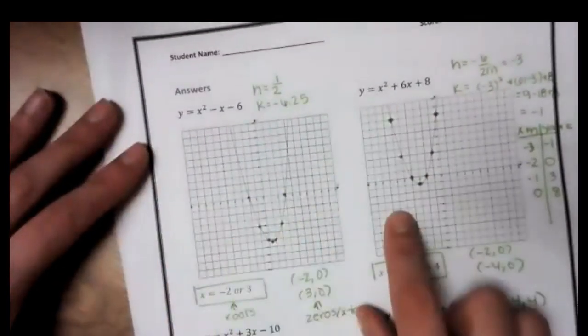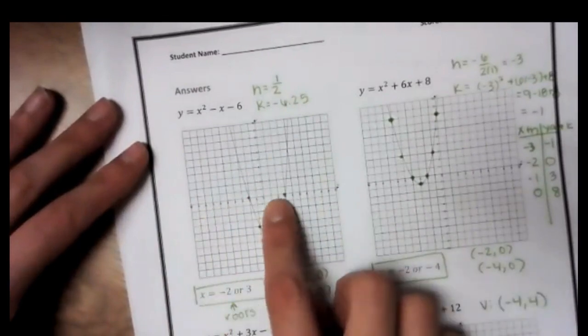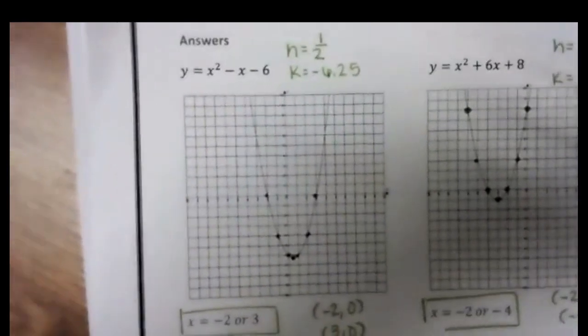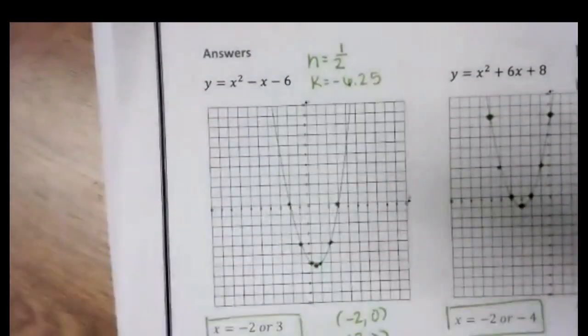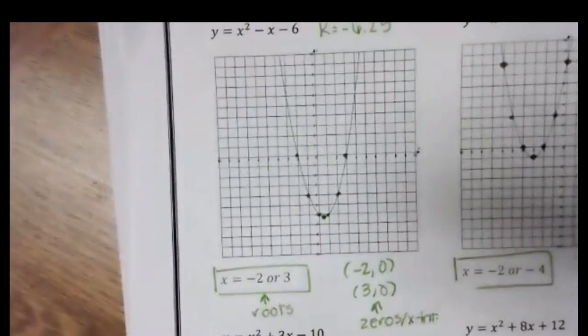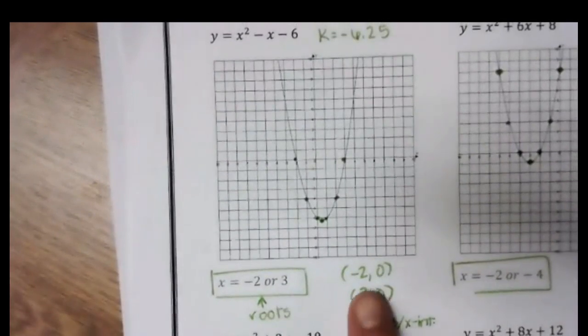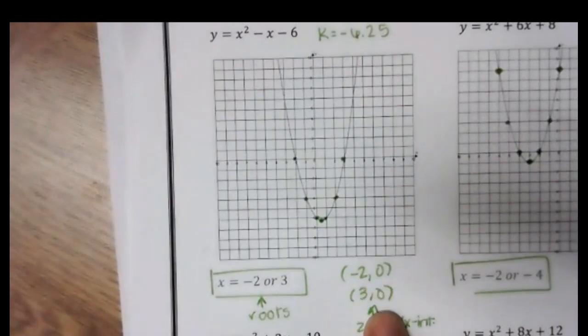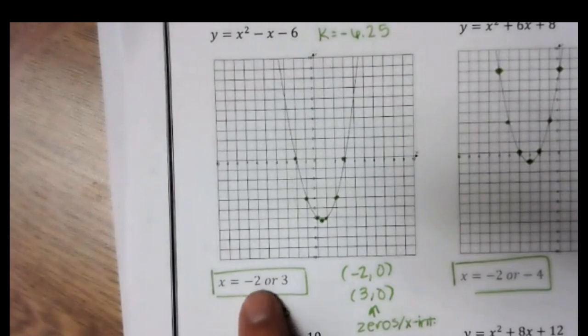On the back, you had to do a little bit more. You had to actually graph those and find me the roots. So in the first one, your vertex was at (1/2, -6.25). And then you got that your roots were at (-2, 0) and (3, 0). You could also have written it as x equals -2 or 3.